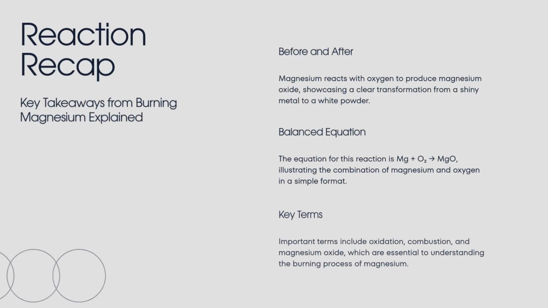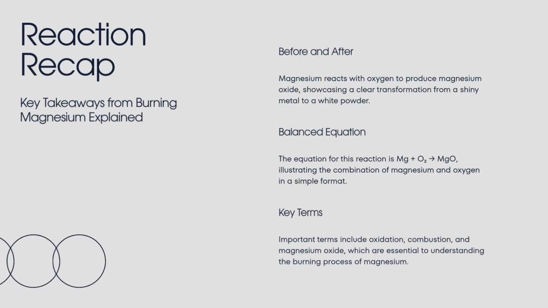The burning of magnesium is a great example of a chemical reaction where a new substance is formed and energy is released. Understanding such reactions helps us learn how different substances behave and interact. Keep exploring the exciting world of chemistry.